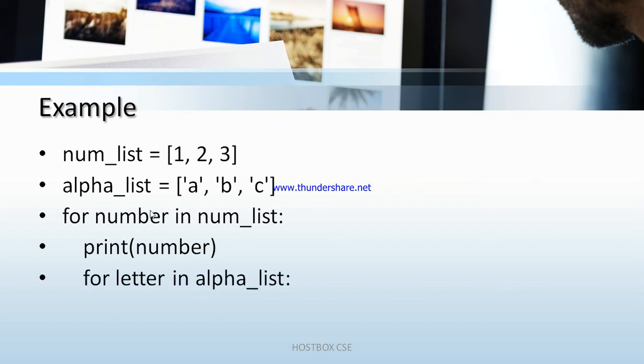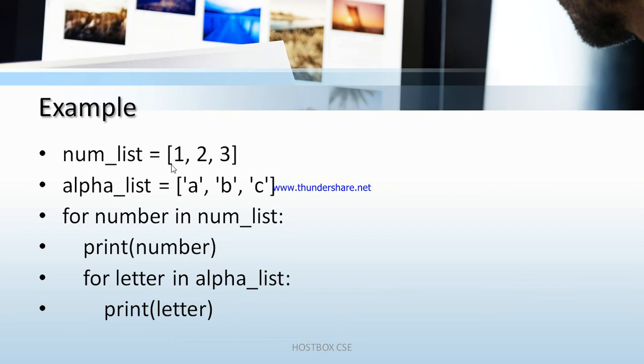Then I am going to use another loop: for letter in alpha_list, this is another list, and print letter. So what will happen here? Once the outer loop executes, it will go and execute the inner loop. Once that is completed, again it comes to the top of the program.